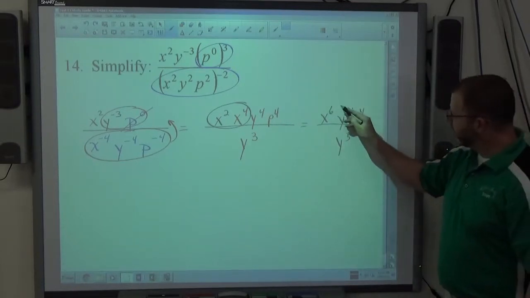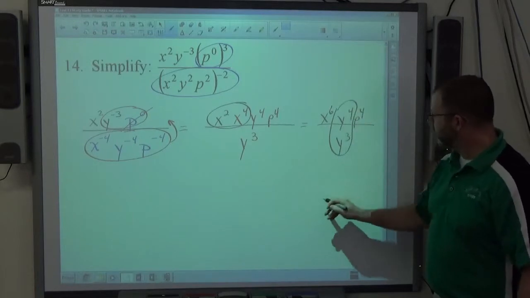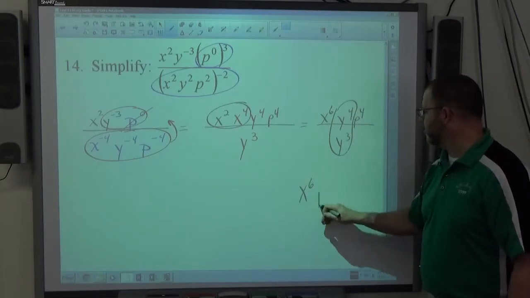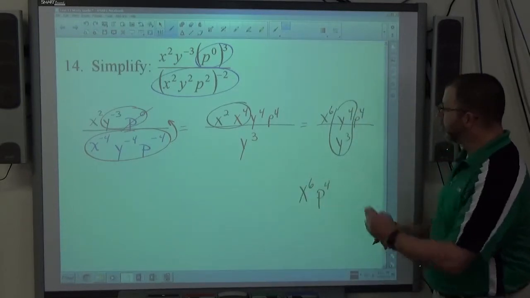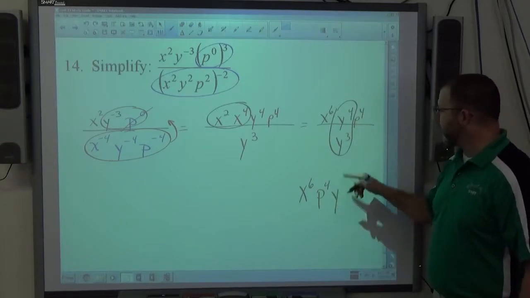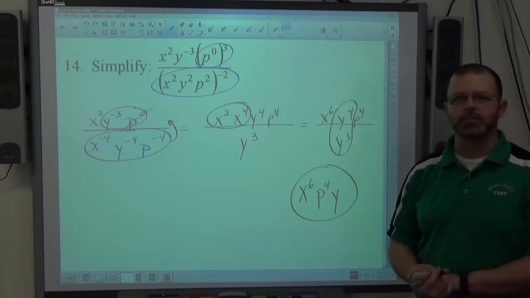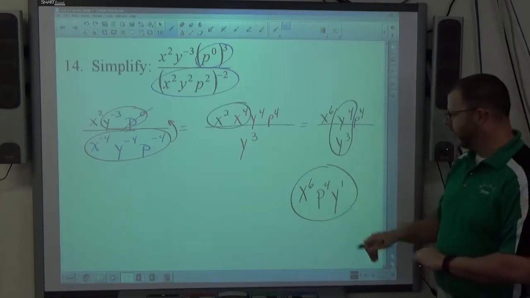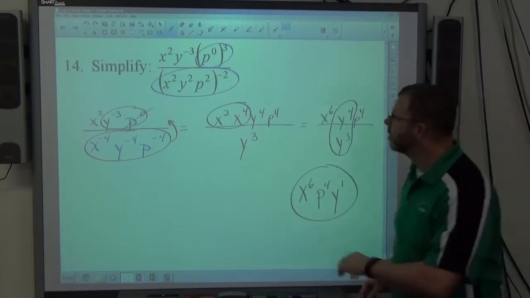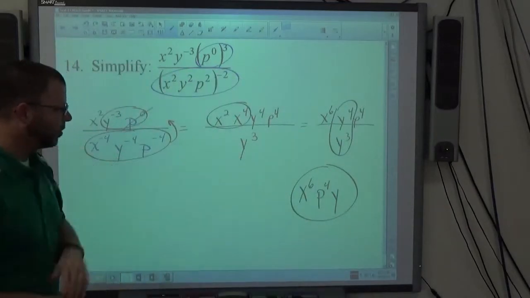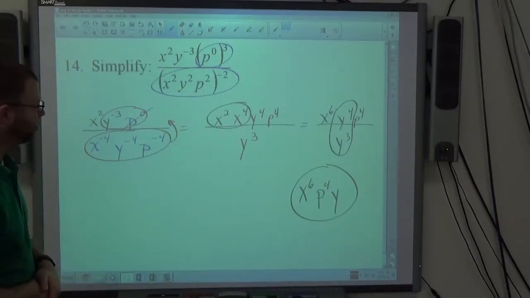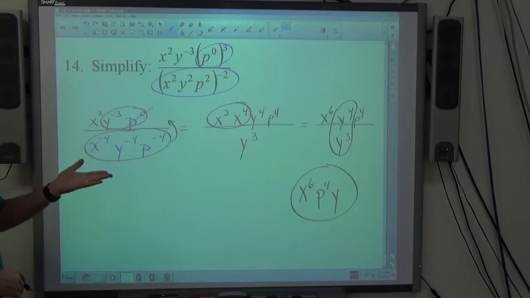And finally, we have too many y's. So x to the 6th is behaving itself, p to the 4th is behaving itself. They're both in the numerator. Y belongs in the numerator also. 4 minus 3 is 1. That's an optional power. If you want to write it, fine. If you don't want to write it, fine. That's the right answer. That's also the right answer. I personally would write it that way. And again, everything ended up on top. So you can put over 1 if you felt like it. Not a requirement. If you write it as a non-fraction, it's understood that everything's in the numerator.